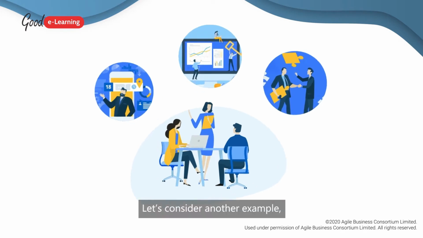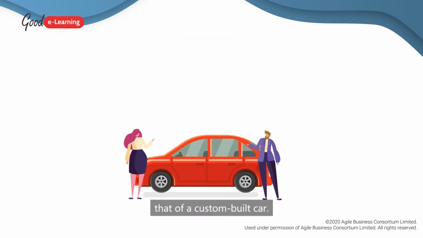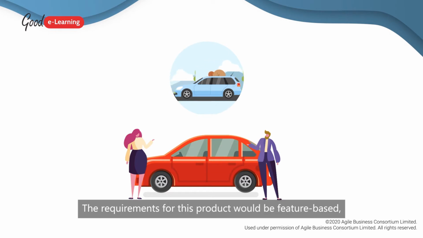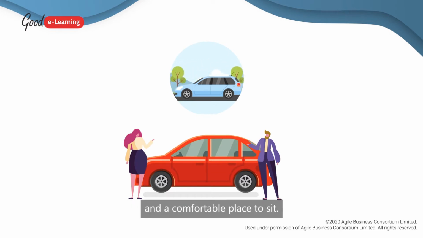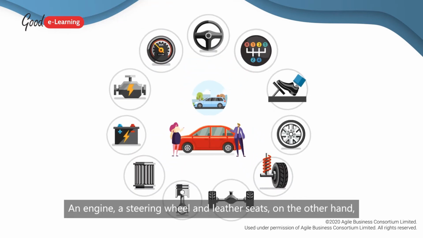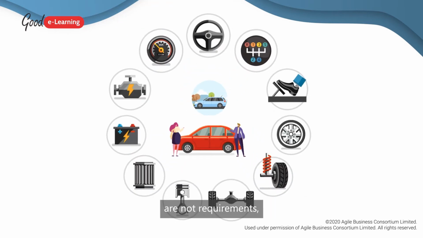Let's consider another example, that of a custom-built car. The requirements for this product would be feature-based, such as a maintainable steering capability and a comfortable place to sit. An engine, a steering wheel and leather seats, on the other hand, are not requirements, these are solutions.